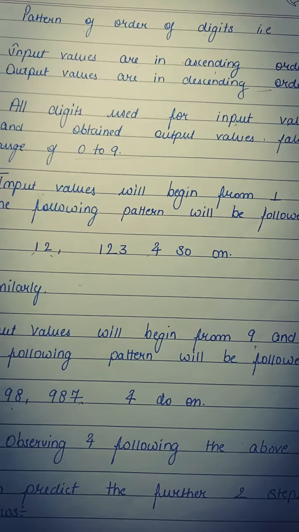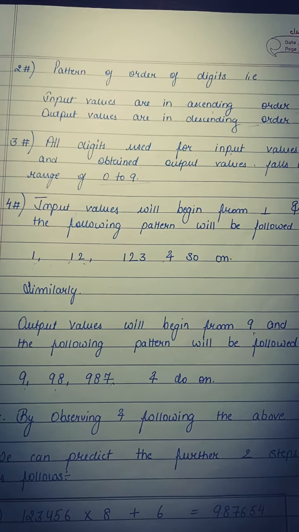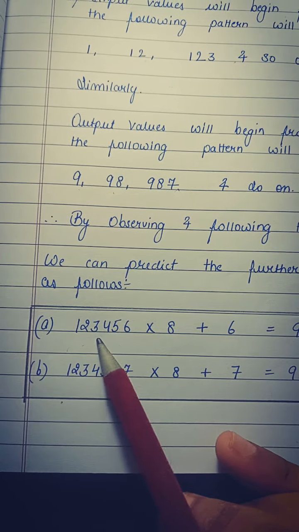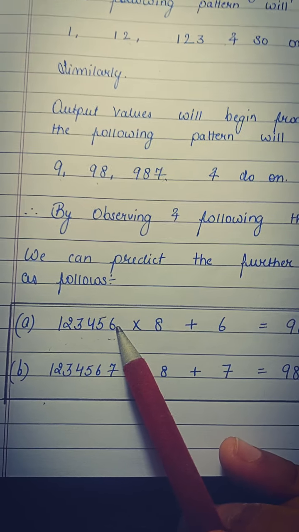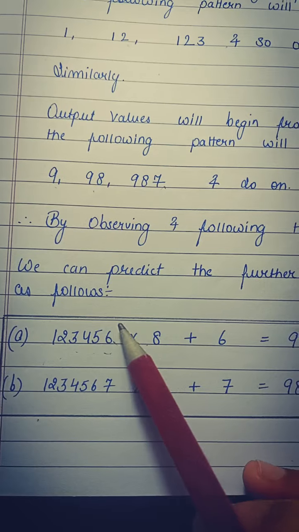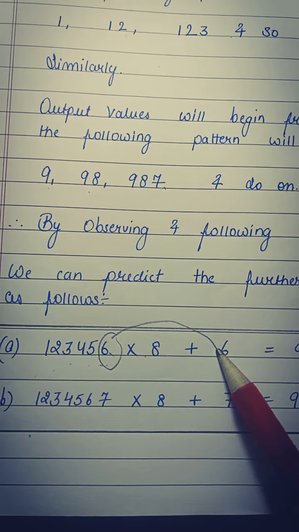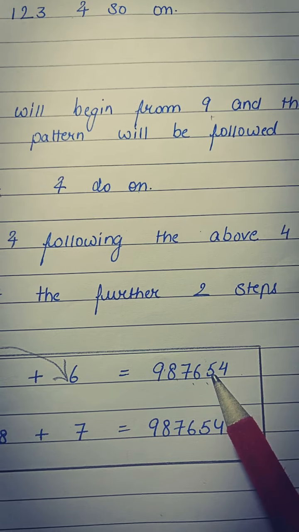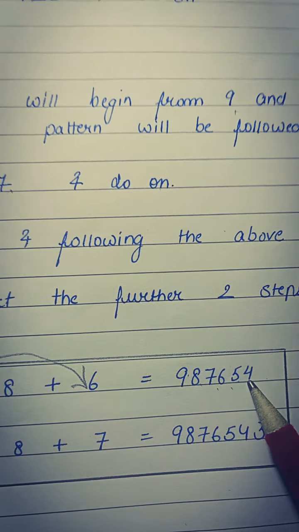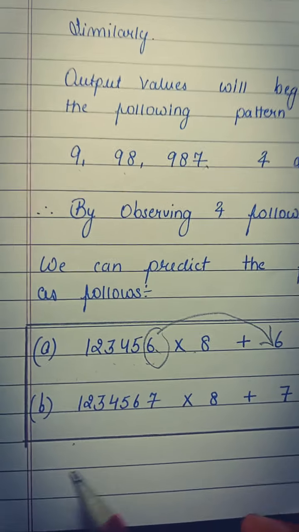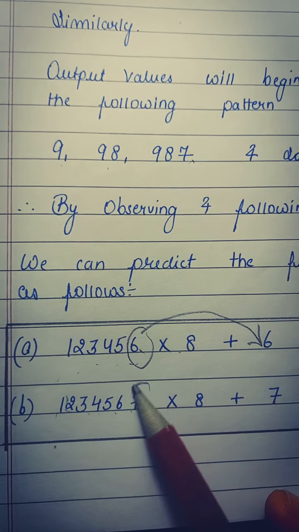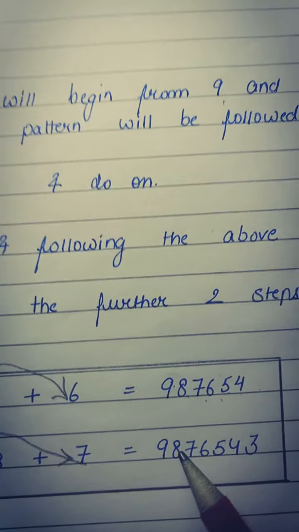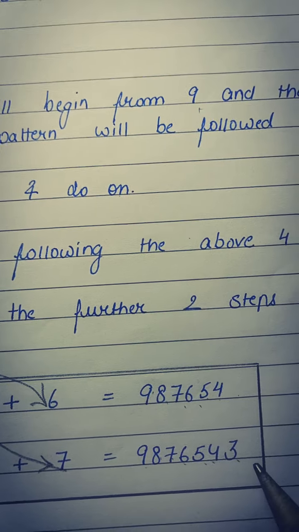By observing the pattern, we can predict the next two steps: 1 2 3 4 5 6 multiplied by 8, and this 6 will be placed over here also, and the product obtained will be 98765, and just put one more digit, that is 4, according to the pattern. Similarly, 1 2 3 4 5 6 7, put this 7 over here, and reverse the order: 9 8 7 6 5 4 3.